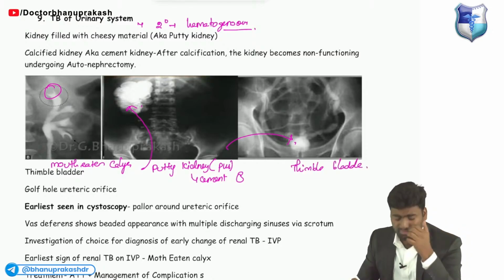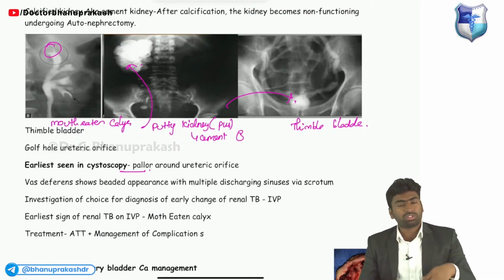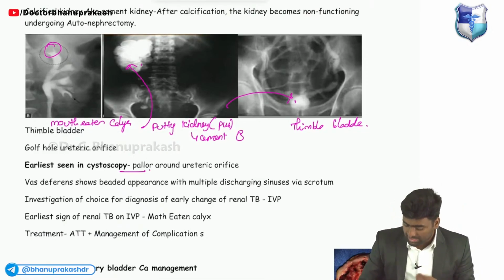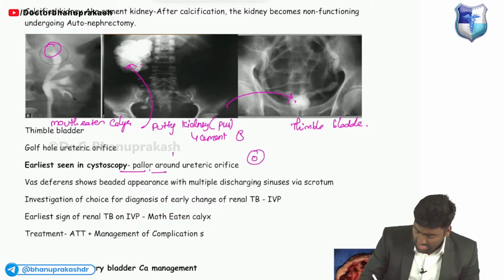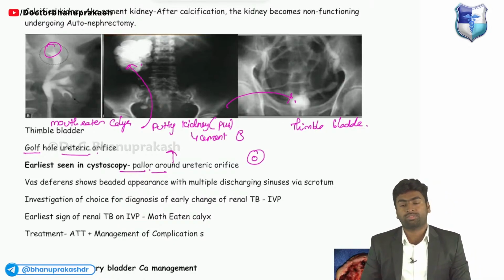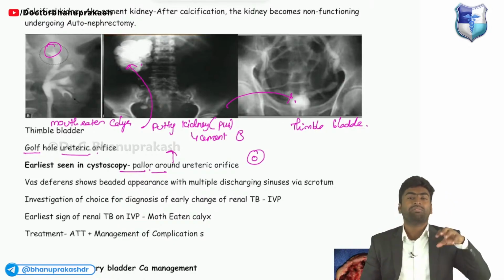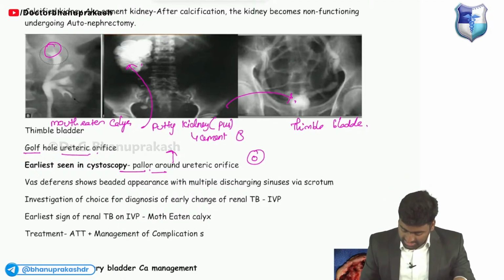And one of the earliest findings, if you do this ureteroscopy, the earliest finding you will see is the pallor around the ureteric orifice, where the ureter comes and joins. In the later part, you will be able to see this type of ureteric orifice, which is known as golf hole ureteric orifice. It is asked in NEET PG examination. It is seen in a case of TB.